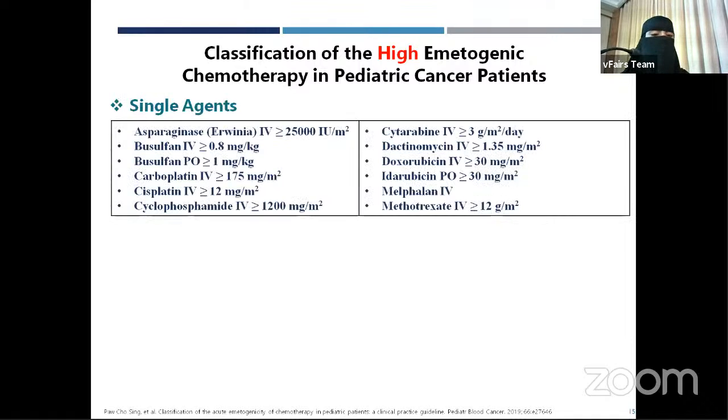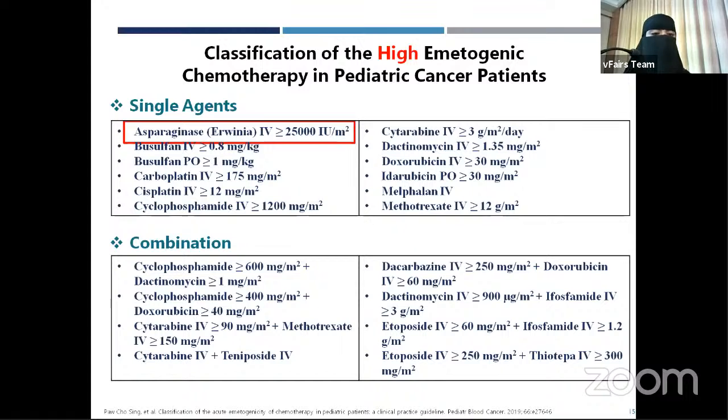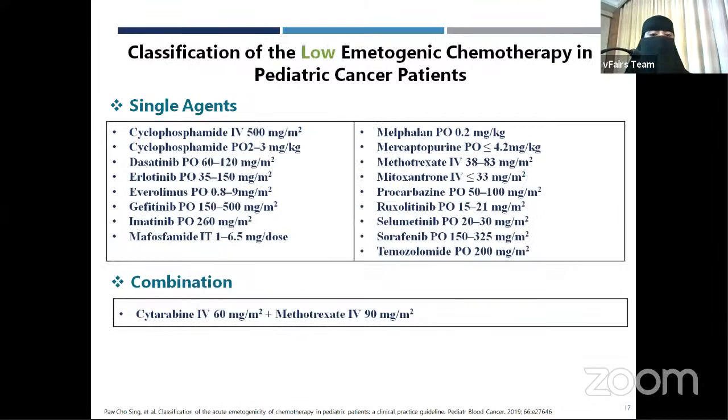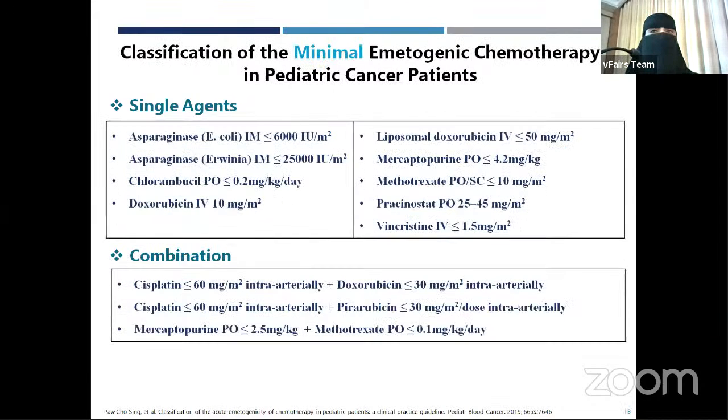As you can see here, there's a classification for highly emetogenic chemotherapy, which is classified into single agents and combination agents. I just want to draw your attention that irinotecan, at a dose of 250 milligrams per meter squared, was added in the recent update in 2019, while the combination of cyclophosphamide and doxorubicin and then actinomycin is considered to be highly emetogenic. The same principle applies to moderate, low, and minimal emetogenic chemotherapy as well.